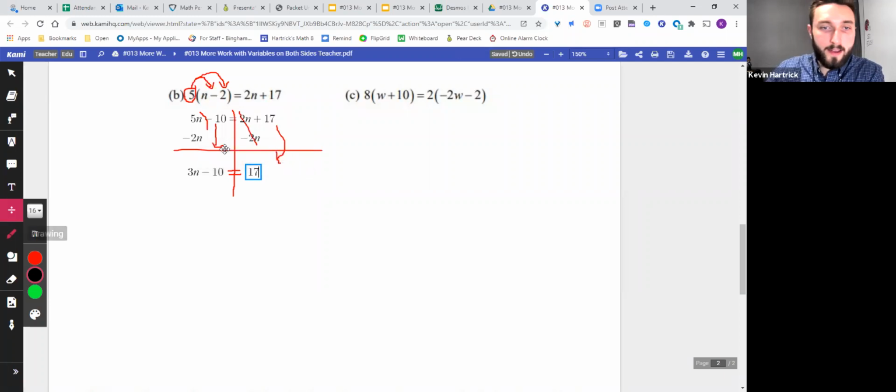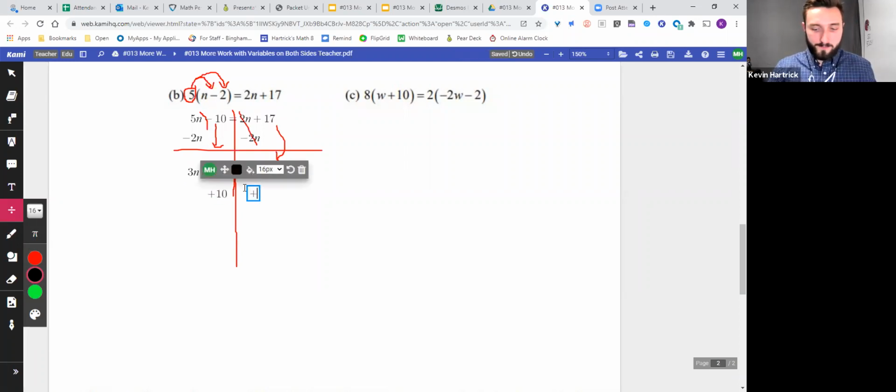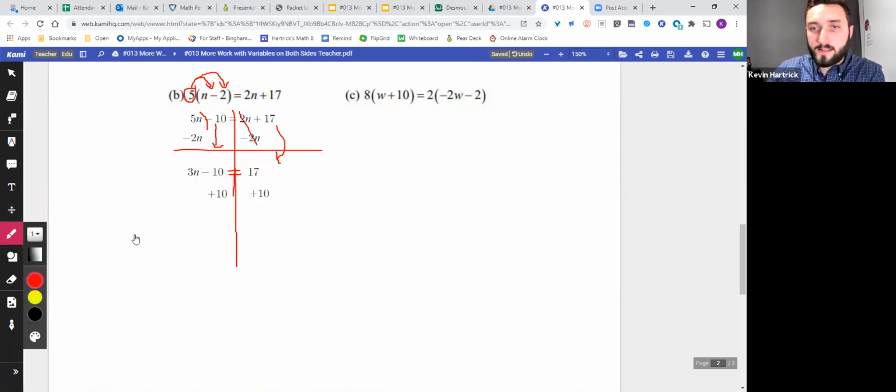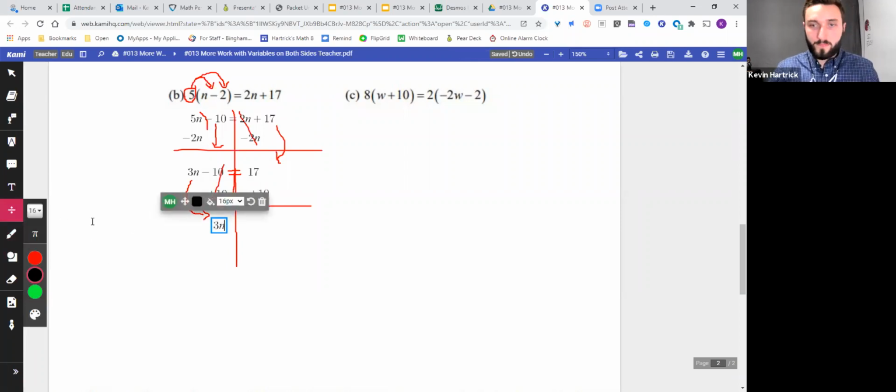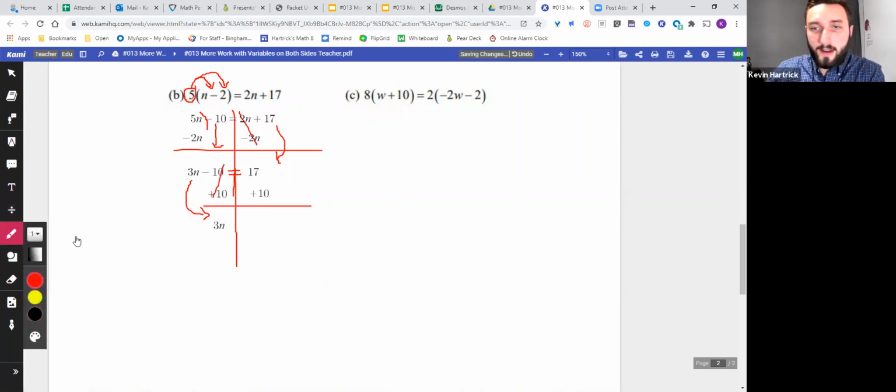And now I have a regular two-step equation, which we'll solve using our regular two-step formulas. Okay, we see a minus 10 here. So the opposite of that is going to be adding 10. Okay, and I'm going to do that to both sides. Once I do that, my minus 10 cancels out with my positive 10. All I have left is my 3n. I have my equal sign on the line. All right. 17 plus 10 gives me a 27.